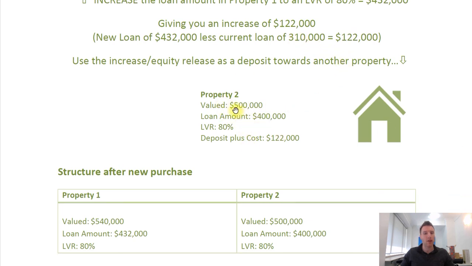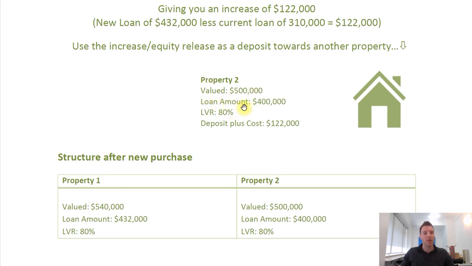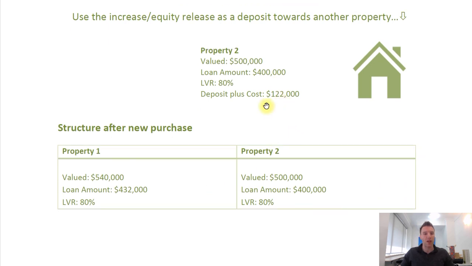So you've got a $500,000 purchase. Your loan amount of 400,000, and then you've got some costs, stamp duty, conveyancing costs, and things like that. So then your deposit is 122,000. So now you have one property with a 432K loan and another property with a $400,000 loan.